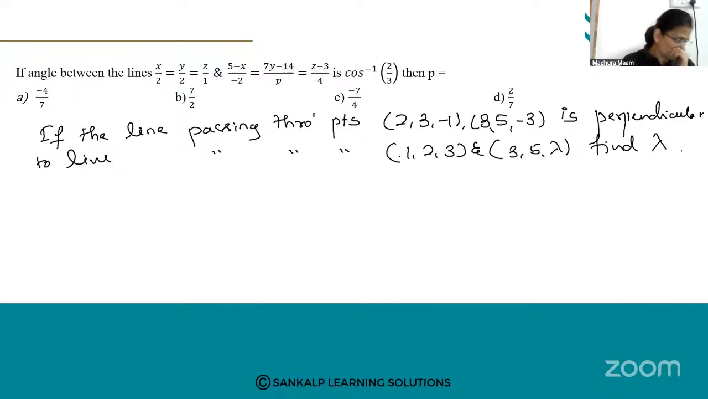Let us just find the answer. The options are minus 3, 2, 5 and 7. We will find the answer.